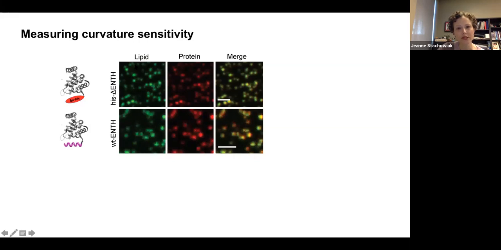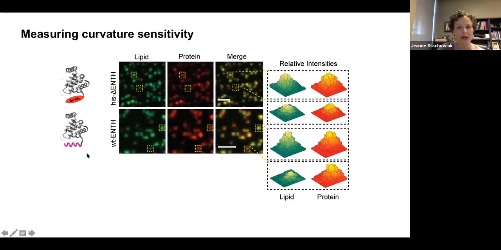So if you look closely, this is the lipid channel, and then here's the protein channel. And then let's take this protein where we don't have curvature sensitivity. When you merge these two together, all the vesicles are sort of a similar shade of yellow. In contrast, for this one that has the helix and senses curvature, you can see that some of the smaller vesicles are a bit more red, and the larger vesicles are a bit more green, meaning that protein to lipid ratio is higher on the smaller vesicles, which is sort of a hint that curvature sensing is going on.